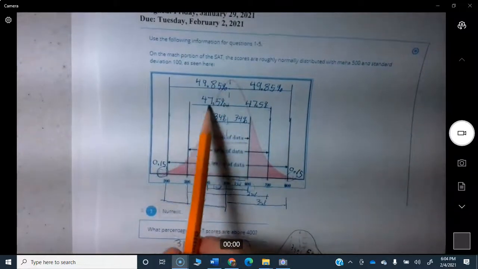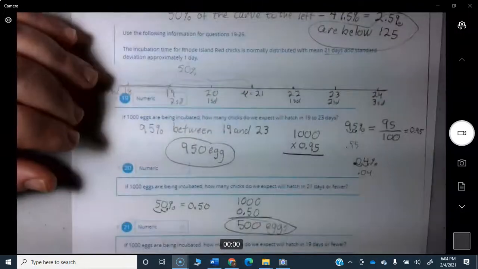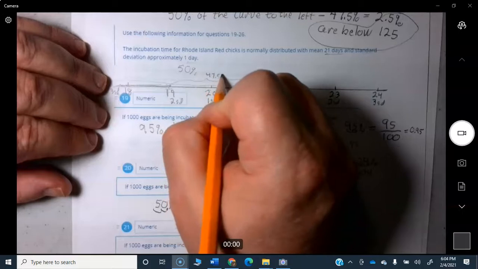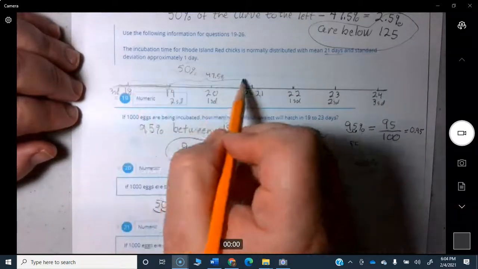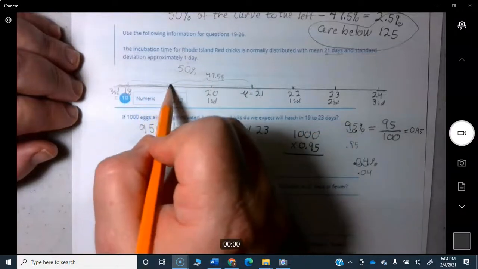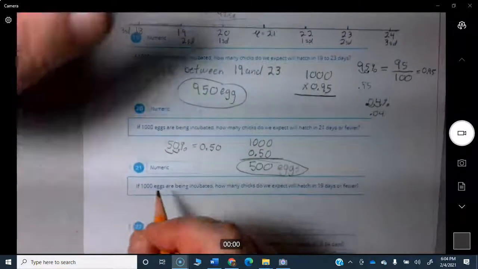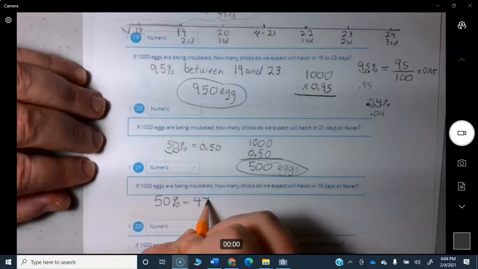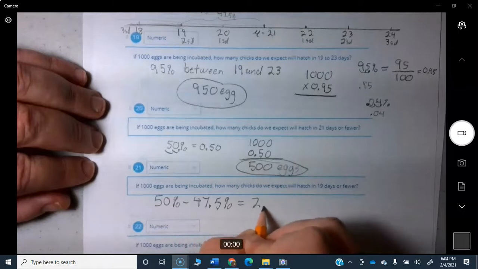Again, we come back to this. That's 47.5 is 2 standard deviations to the left of the mean. Okay, so this is 47.5. So to figure out the percent, it's the entire side minus this part of it. 47.5 will give us this part right here. Okay, we already did a problem similar to that earlier. So 50% minus 47.5 equals 2.5%.